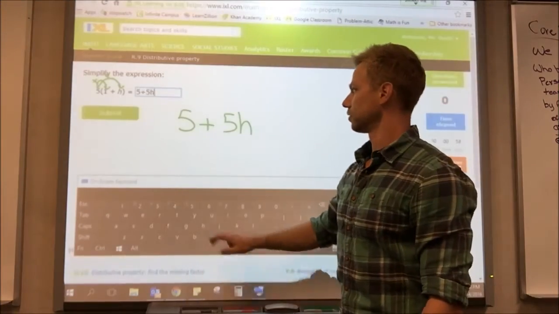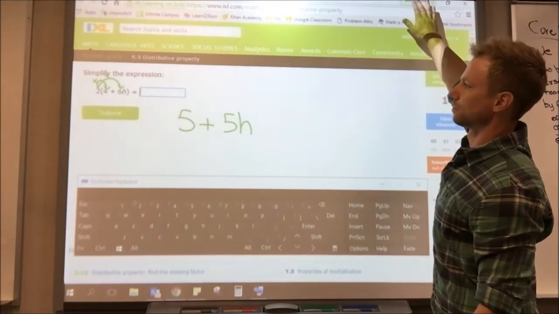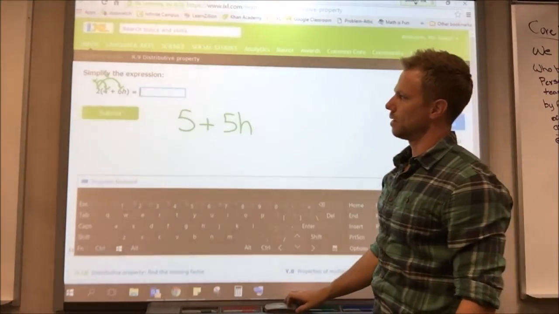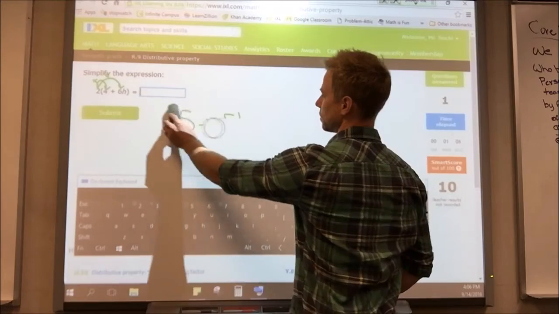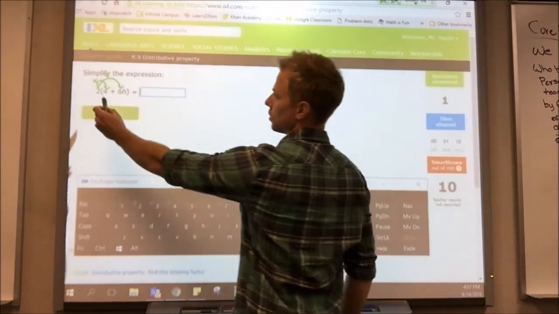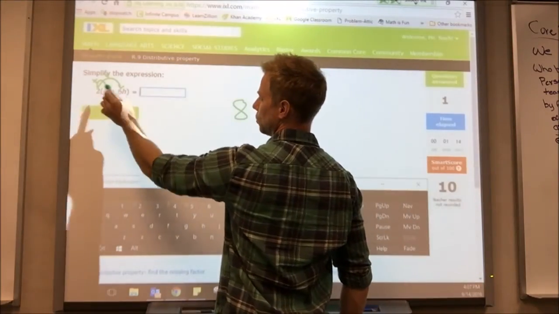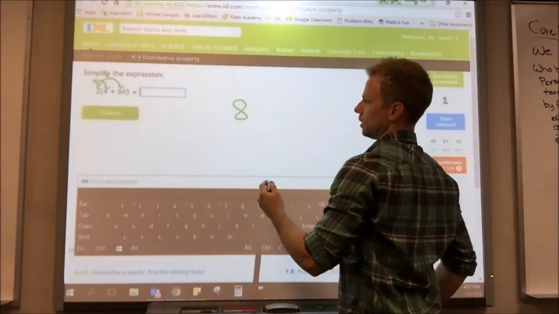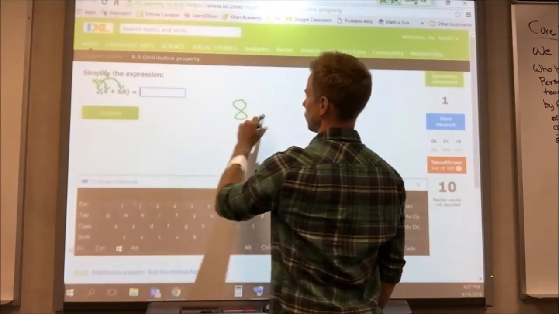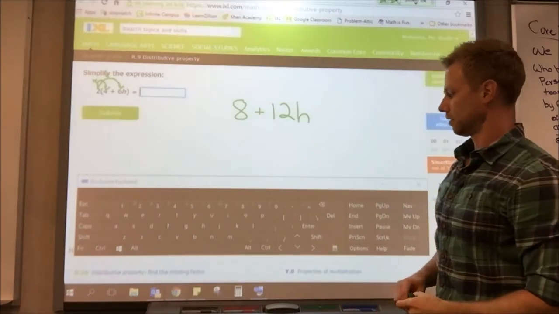So my final answer is 5 plus 5h. That's it. All right, same thing here. The number in front needs to be multiplied by everything inside the parentheses. So I need to do 2 times 4, which is 8. I need to do 2 times 6h. I can do 2 times 6, which is 12, and then the h goes on the end.